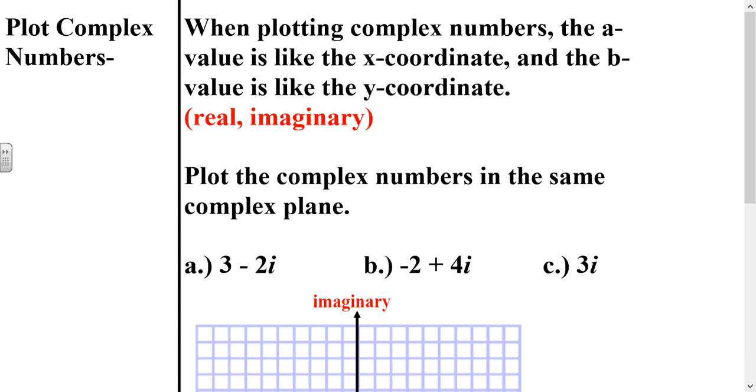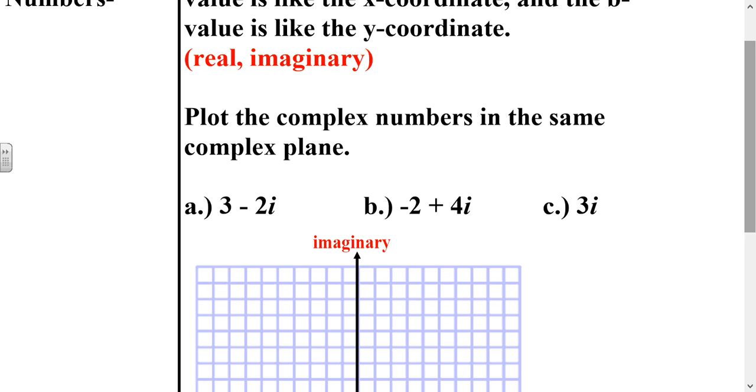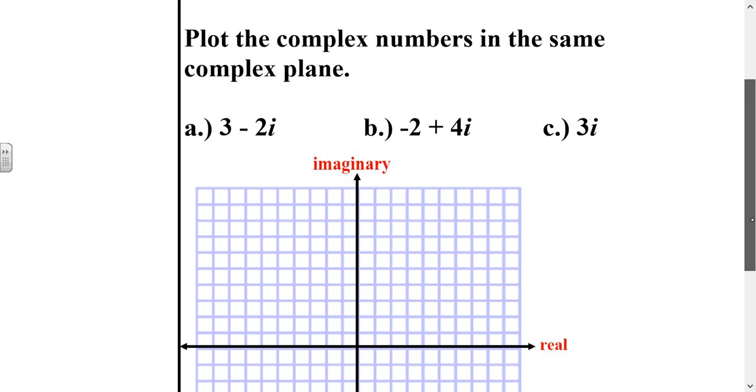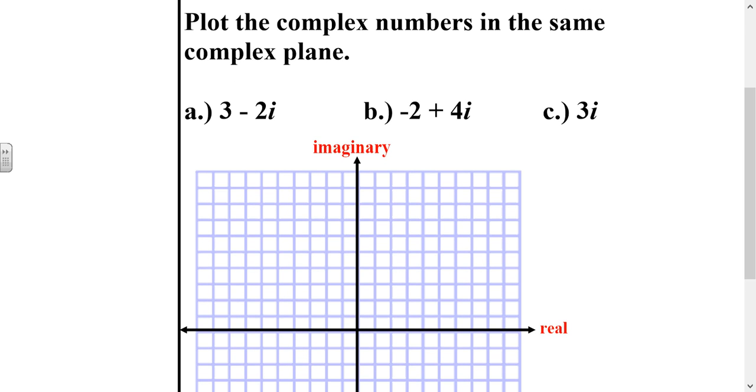All right. Now we can also plot complex numbers on a graph. Now the graph for this looks just like a normal graph, but there's a real axis and there's an imaginary axis. So the real value, the a part, is like the x coordinate, and the imaginary part, the b, is like the y coordinate. So this is actually pretty easy. It goes real, comma, imaginary. So if I'm going to plot these numbers in the complex plane, 3 minus 2i is equivalent to the point 3, negative 2, because this is the real part, this is the imaginary part.